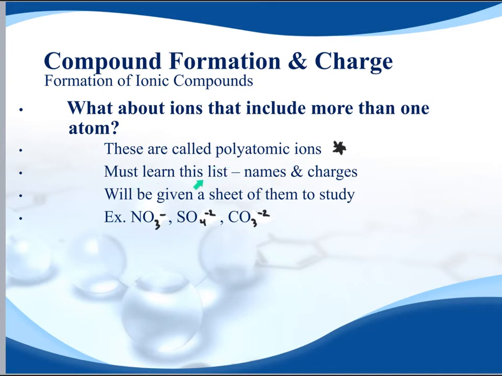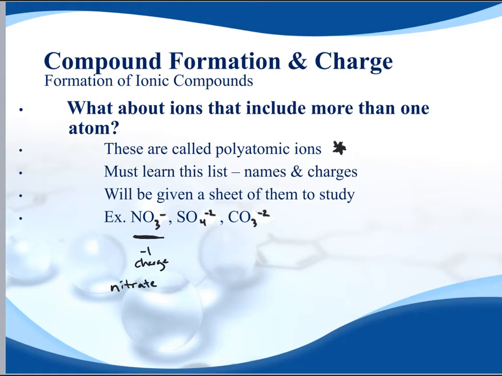There's a list that you need to become familiar with, and that's the list that you should be, again, already given, or the list that you are getting currently. There are names and charges for these things, so you'll be given a sheet of them to study. So for instance, this one is a negatively charged ion, NO3. It has a -1 charge, and that ion's name is nitrate.